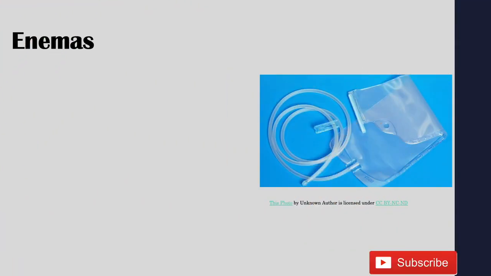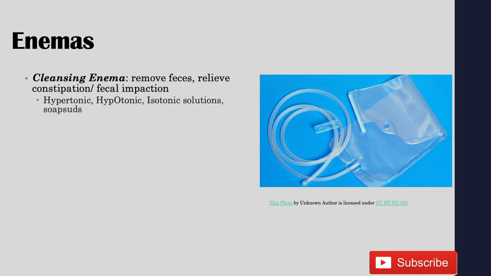Enemas. The whole point of using enemas is to stimulate peristalsis, and there are different types. The first is a cleansing enema, which is used to remove feces, and removing feces can help relieve constipation or fecal impaction. There are different types of solutions they can use, including hypertonic solutions, which draw water into the colon, increasing pressure and stimulating peristalsis, encouraging defecation.